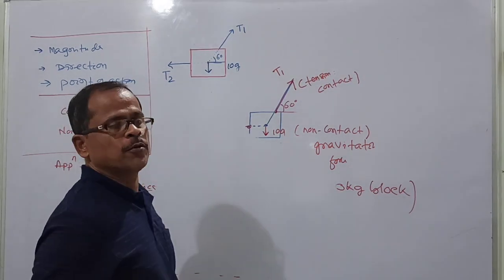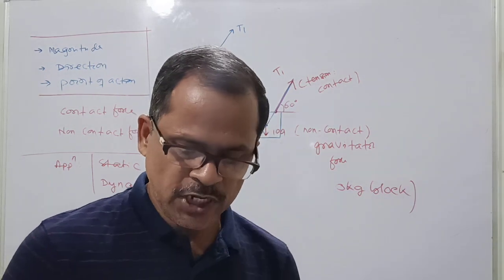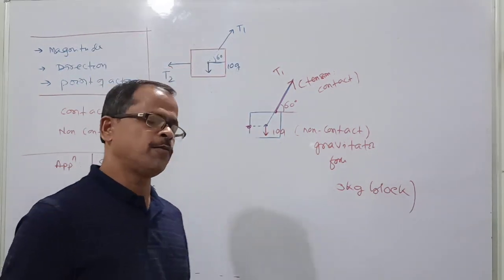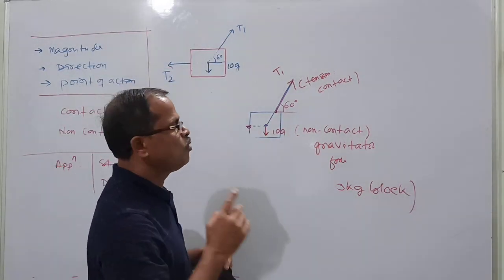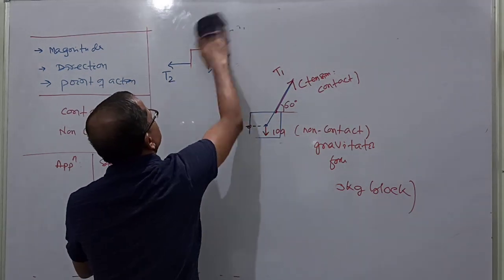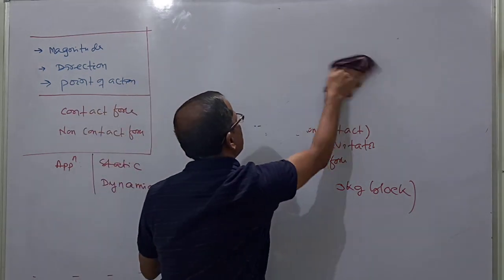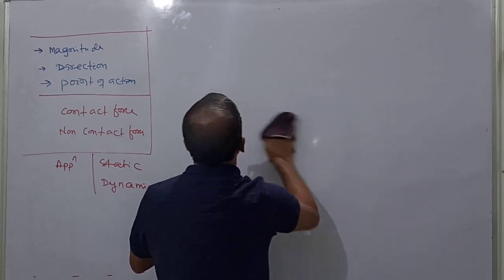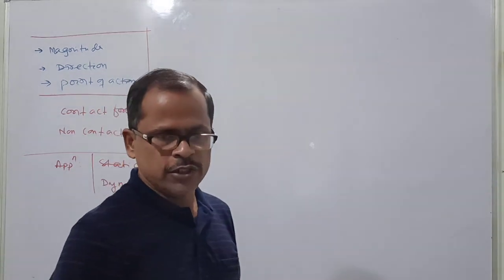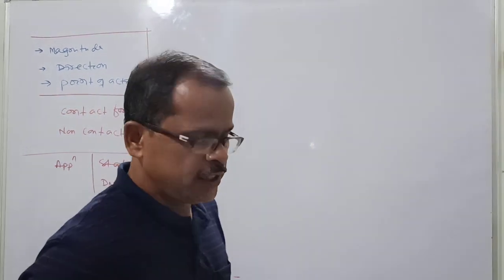This was problem number 4, and it is over. Now come to problem number 5. Here is another problem to draw the free body diagram. The next problem is, look.